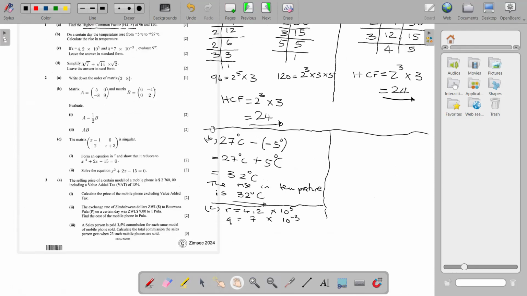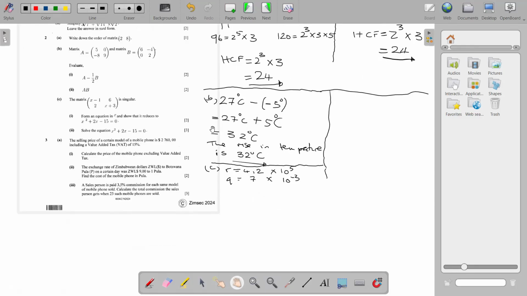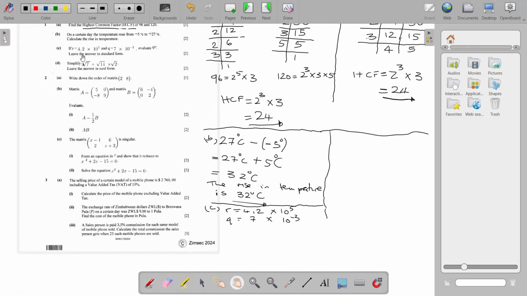It's 7 to the power a negative 3. So you have to take the question, the question wants you to calculate QR.